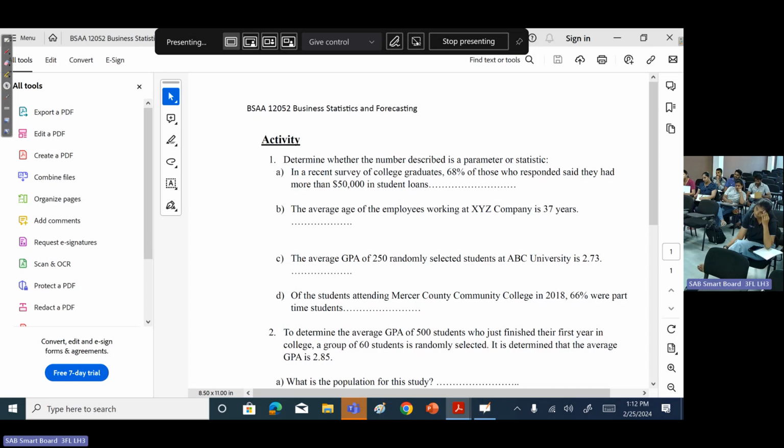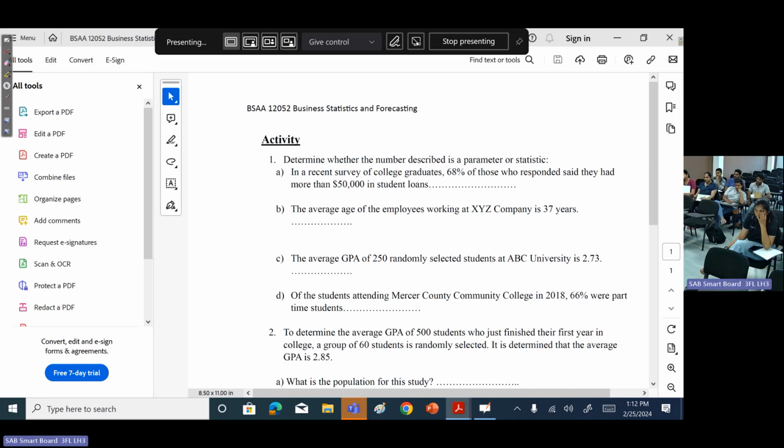Then let's see: the average GPA of 250 randomly selected students at ABC University is 2.73. The number is 2.73. Does it represent a statistic or a parameter? Statistic. Why? Because it is the average GPA of 250 randomly selected students. That's only a part of it, not all the students in ABC University.